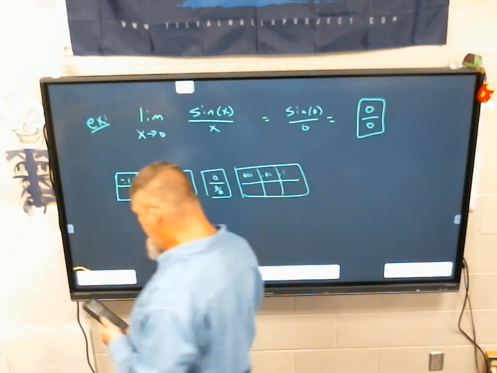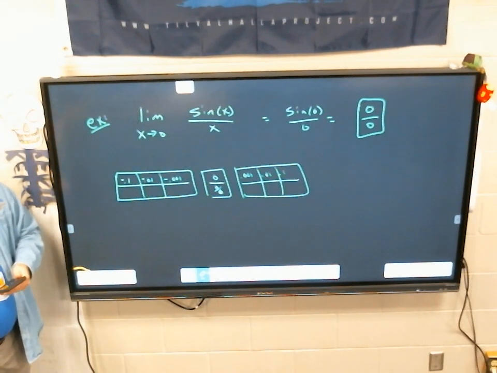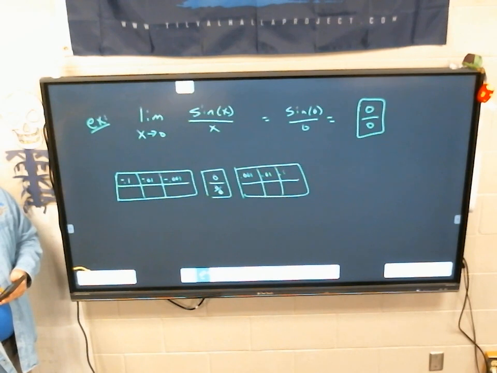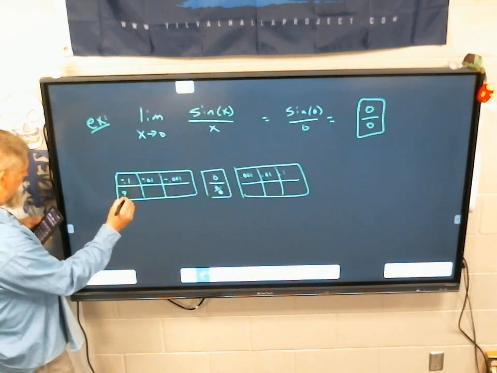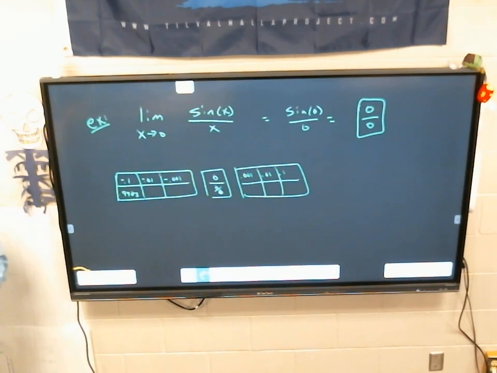Did anybody get the sine of negative 1 divided by negative 0.1? I got the same exact answer, 0.9983. It's just a syntax error. How do I change it to degrees? Is it in document settings?